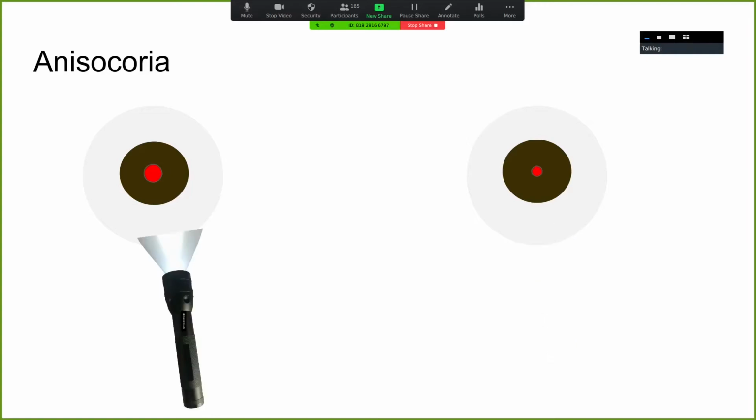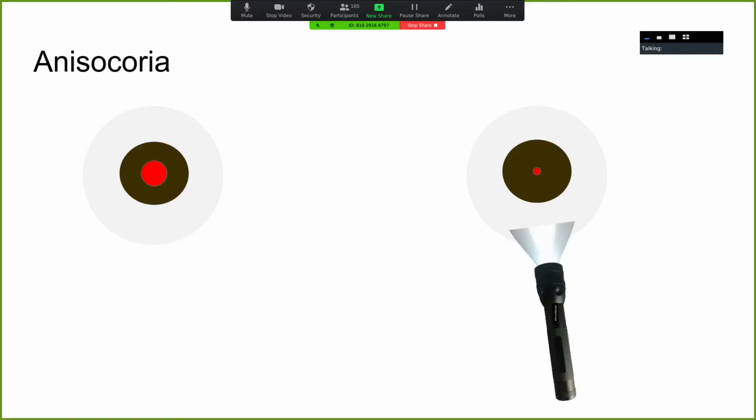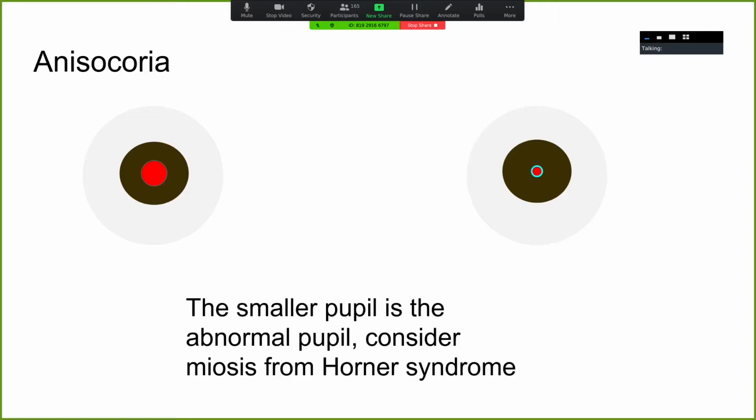So which is the abnormal pupil in this case? The abnormal pupil in this case is the smaller pupil. It means the sympathetic tone on this side is less than the sympathetic tone on the normal pupil here. So in contrast to mydriasis, this is miosis, meaning a small pupil, a part of the so-called Horner syndrome, which is an autonomic problem, which Dr. Dasig might have mentioned.